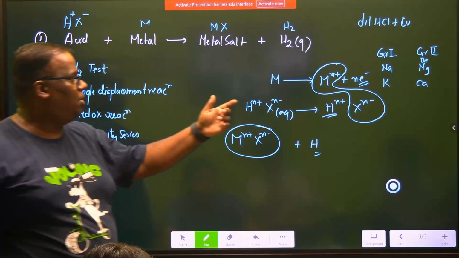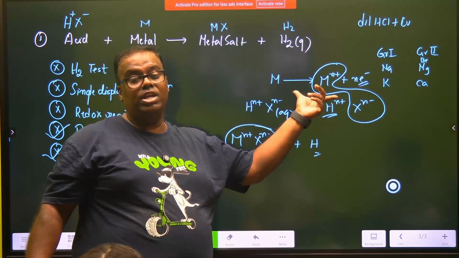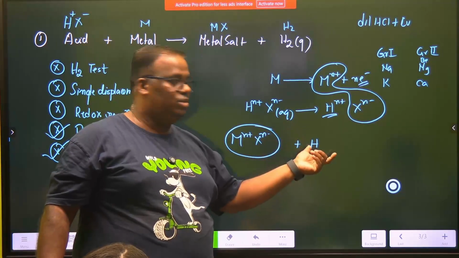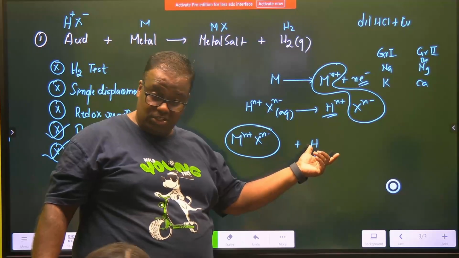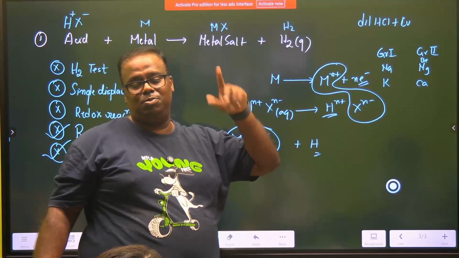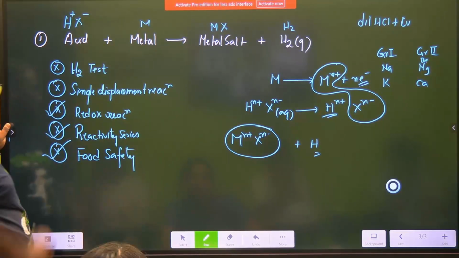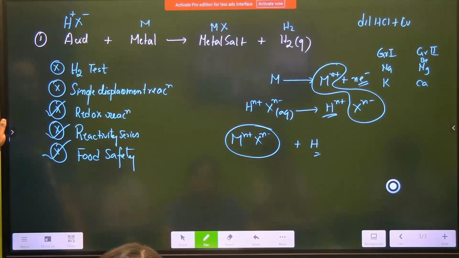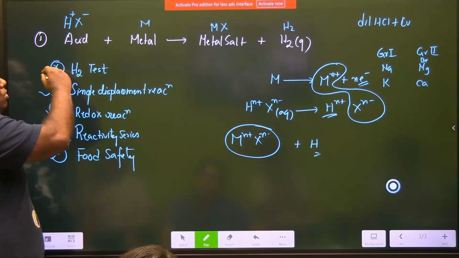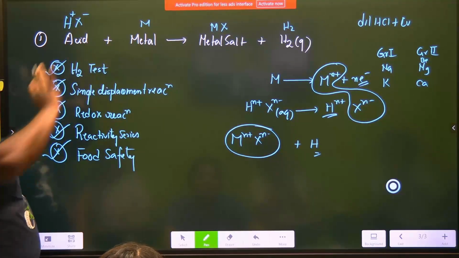Now look at this part. Losing electrons, OIL: oxidation is loss of electrons. Then hydrogen is gaining electrons, RIG: reduction is gain of electrons. Every single displacement reaction is a redox reaction. So do you understand? This will also be a redox reaction. We will see some examples, don't worry. So it also is a single displacement reaction, understood? And it is also a test for hydrogen. All these things qualify here.